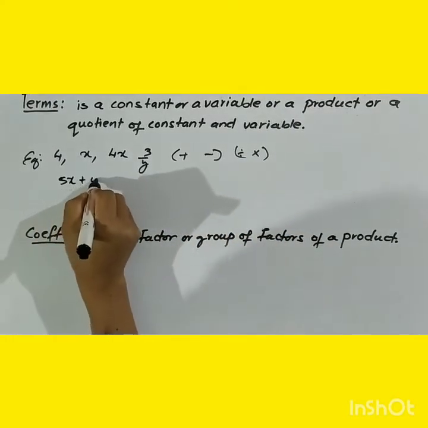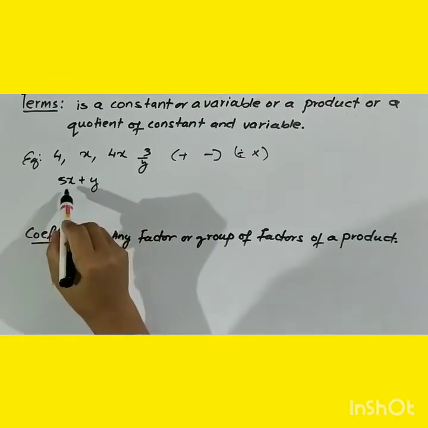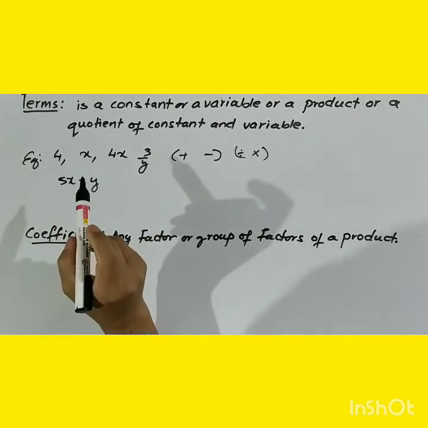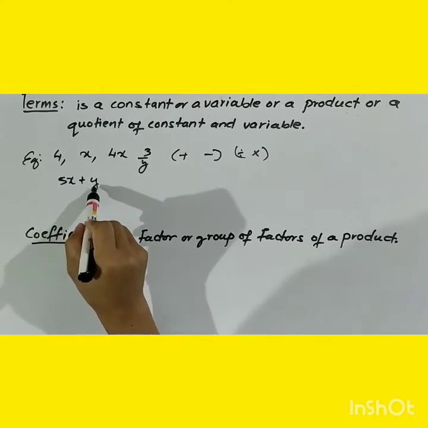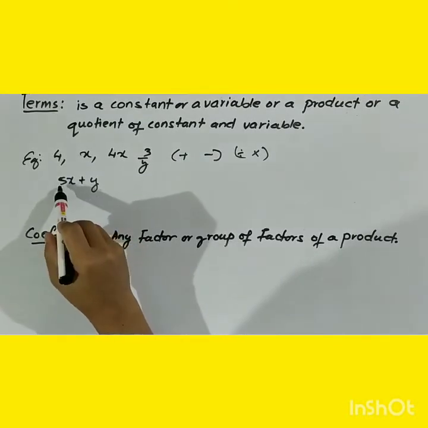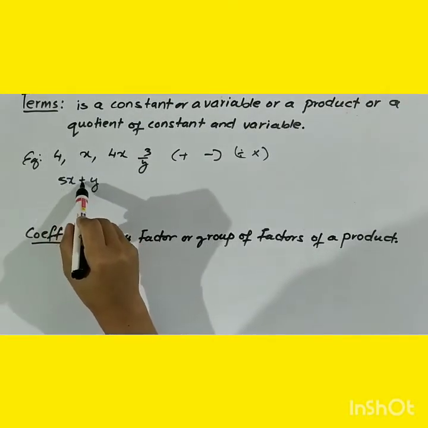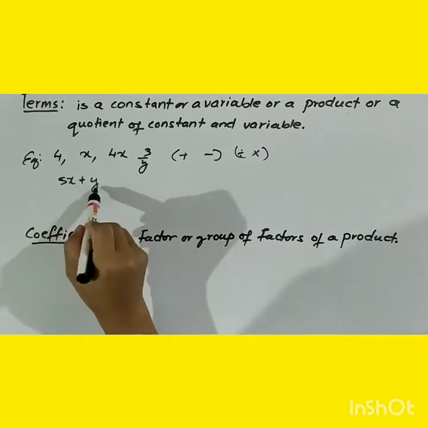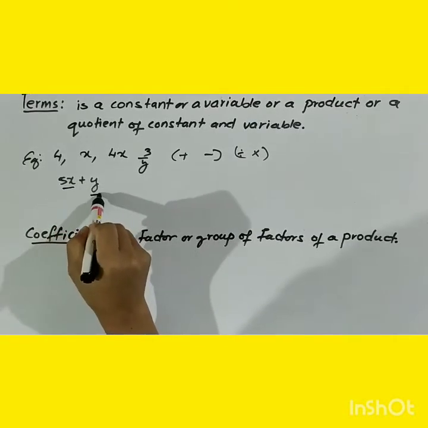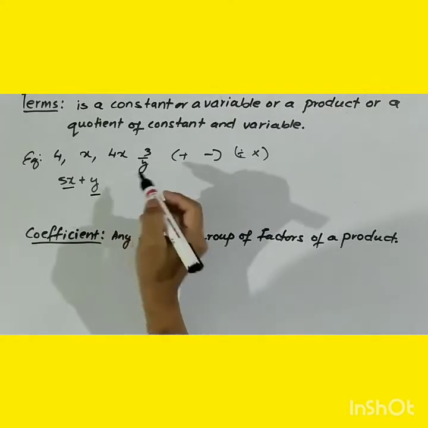5x plus y. Okay, so 5x is one term, plus y. So y is one term. This is a product of a constant and a variable, plus y. So how many terms are there? 1, 2. Okay, that is one example.